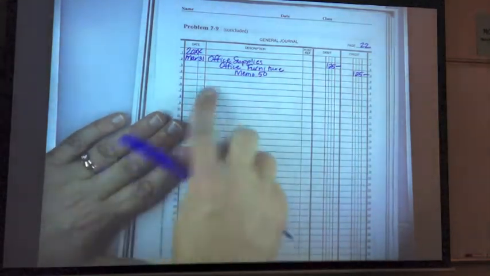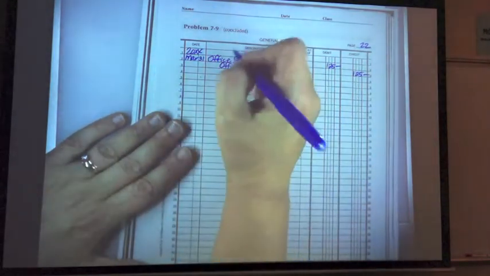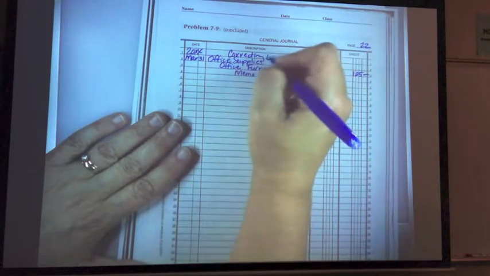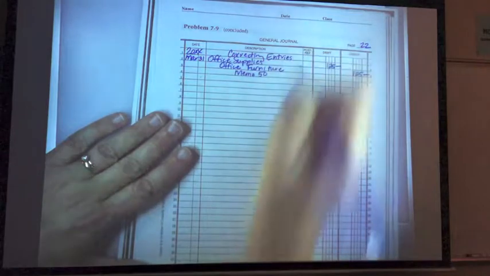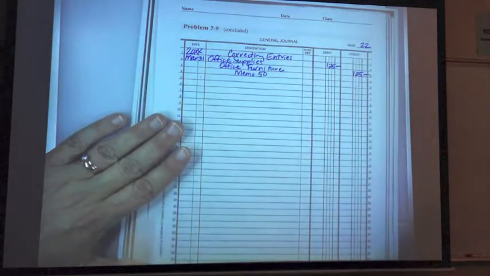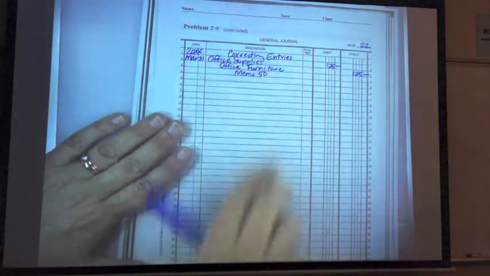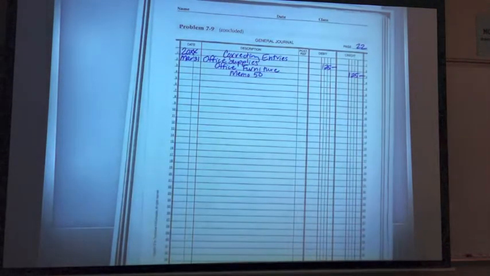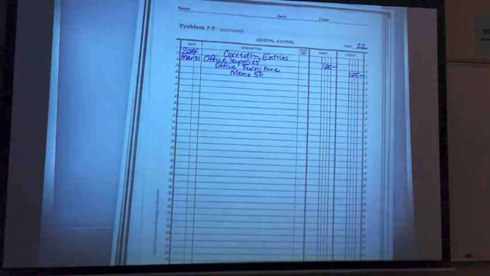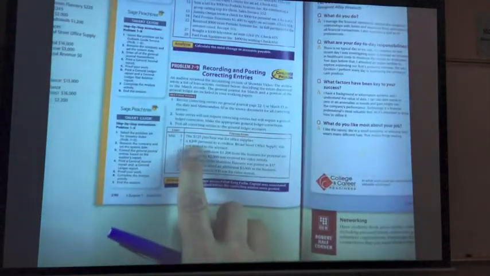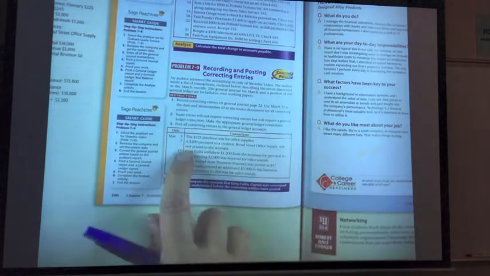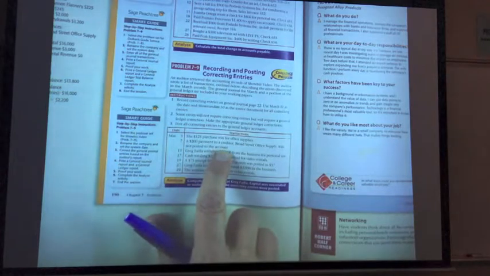Now the one thing that I'm missing up here is the words correcting entries. Because they're strange entries, they don't have to do with actual transactions, but rather corrections, I need to label it as correcting entries. I'm going to look at one more error and see if we need to have a correcting entry. The second error said, a $200 payment to a creditor, Broad Street Office Supply, was not posted to the account.